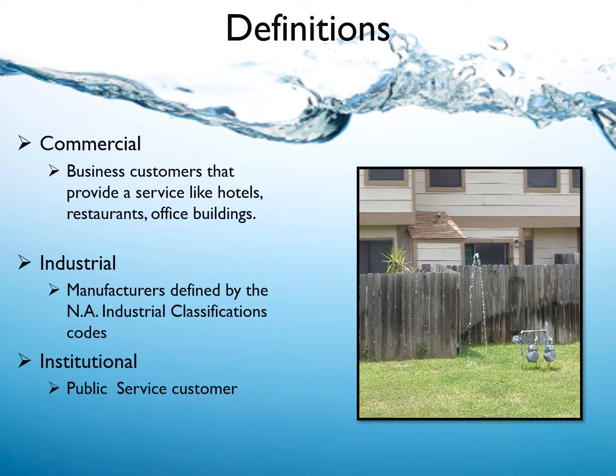So what are these customers? Well, they're commercial customers. So they're business customers like hotels, restaurant buildings, strip malls, office buildings, nail salons, hair salons, service industry places. They all fall under commercial. Industrial are manufacturers, and they're defined by industrial classification codes. So we don't really deal with those a whole lot, but it is important for you to know that that is how they are defined.